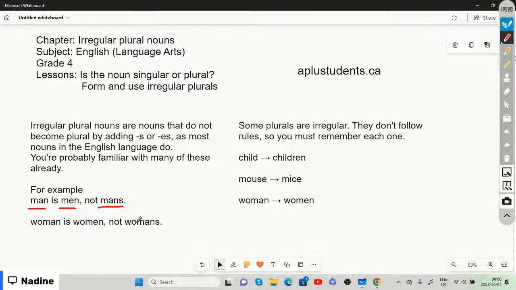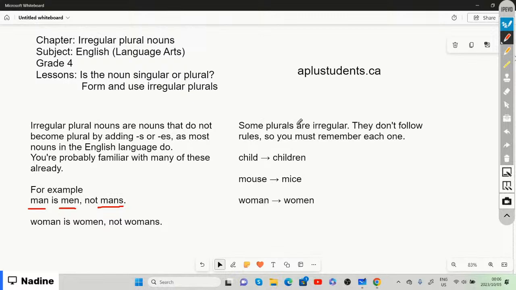The same with women. Woman is women. If we spell that word, it is W-O-M-A-N for one woman and W-O-M-E-N for more than one woman. Woman is women, almost the same as man and men. We don't say womans if we refer to more than one woman. That is incorrect. We don't just add an S or an ES. You are just going to have to remember each one.